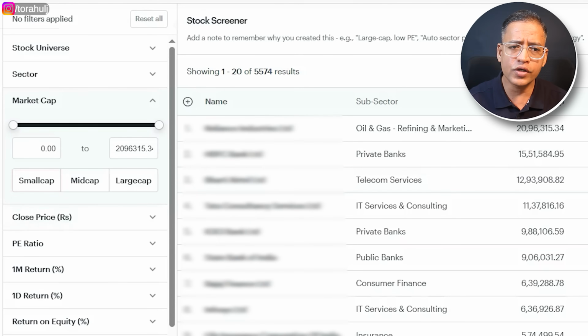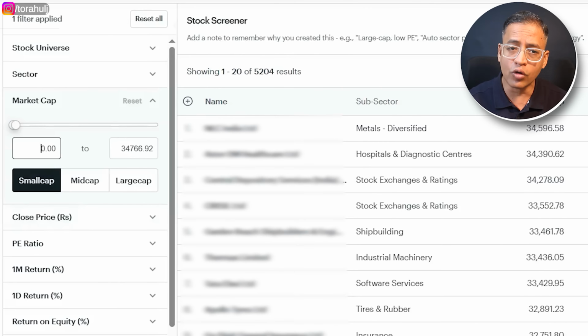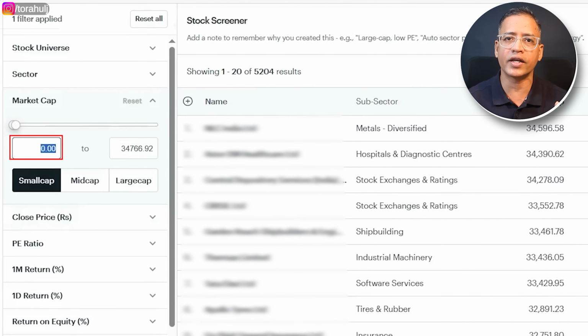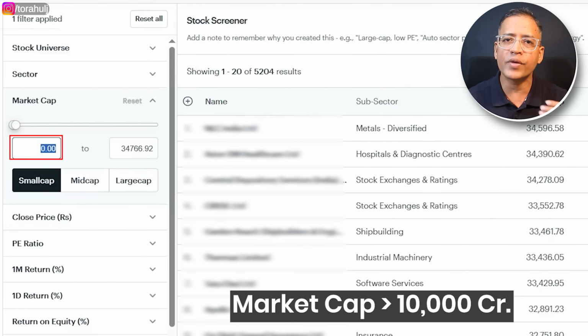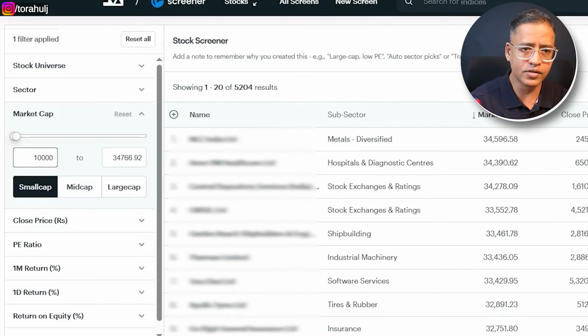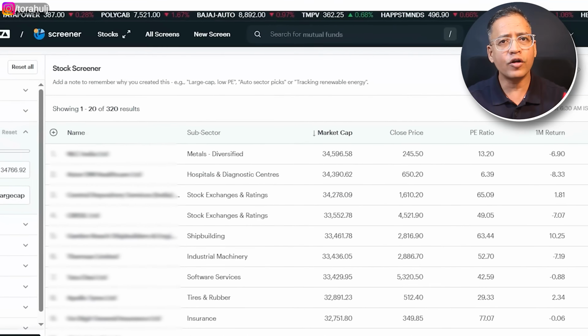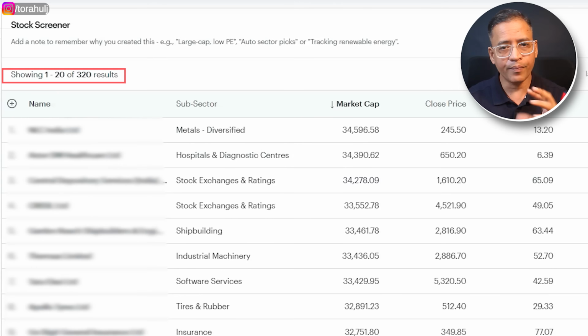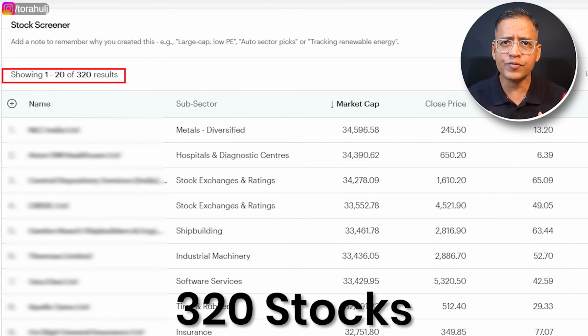So first thing I'm going to do is click on small cap here, and I'm going to also put another filter here, that market cap. I want all the companies that are more than 10,000 crores of market cap. I don't want to go to, let's say, smaller than 10,000. So I'm going to simply type 10,000 here and just press enter. I get rid of a lot of micro cap stocks here. I've got 320 small cap stocks where the market cap is higher than 10,000 crore. I'm happy with this as my universe.